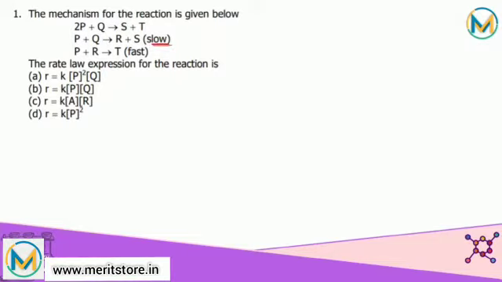So by looking at this reaction, the rate law is equal to K times the concentration of both the reactants, the concentration of P and the concentration of Q. So this is the rate law expression for this given reaction. Looking towards the options, R = K[P][Q] is there in option B, and thus the correct answer for this question is option B.